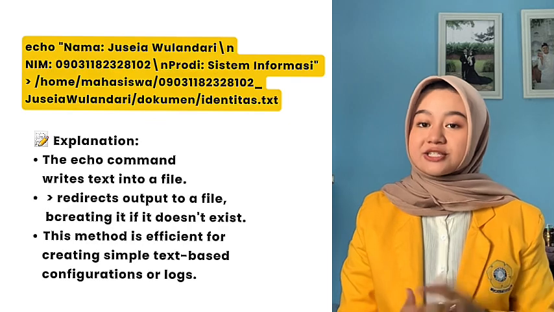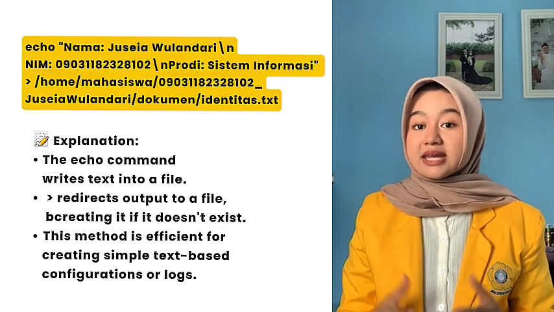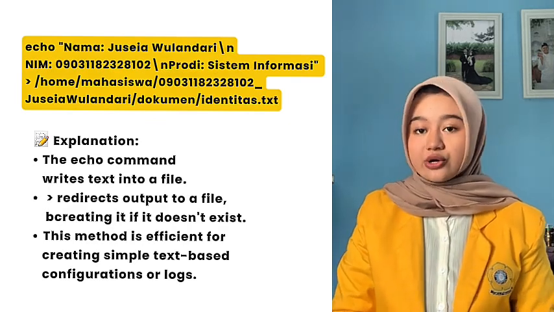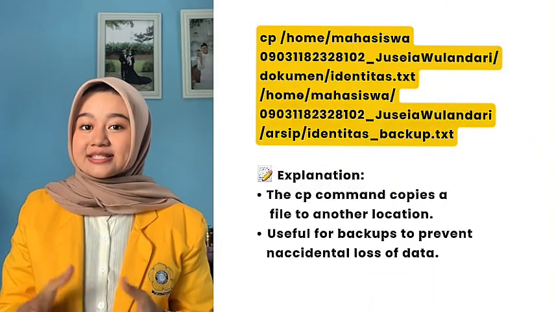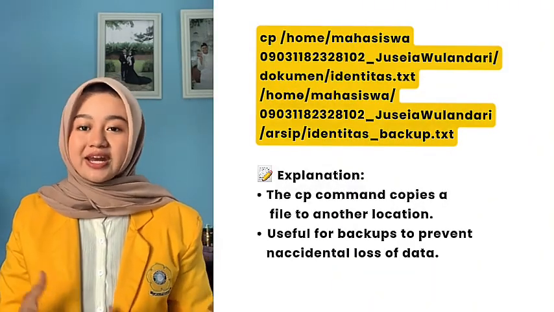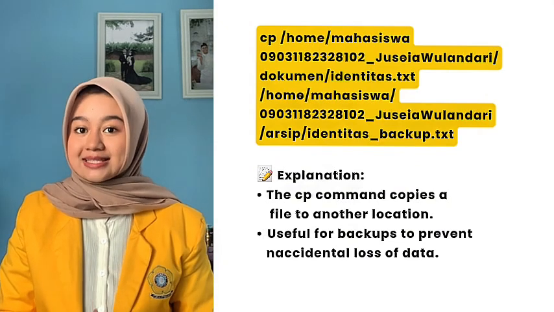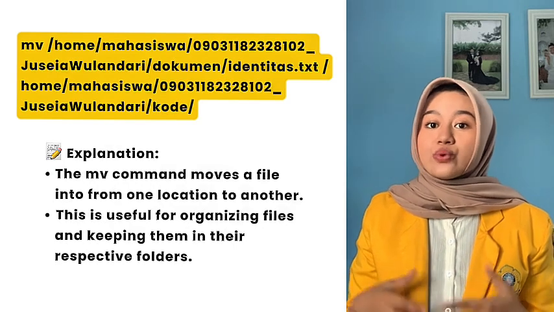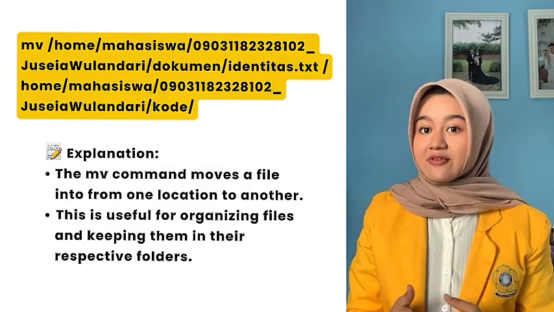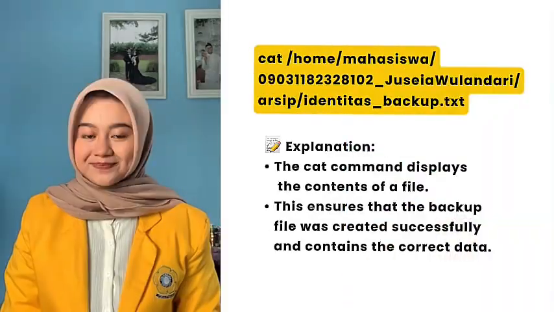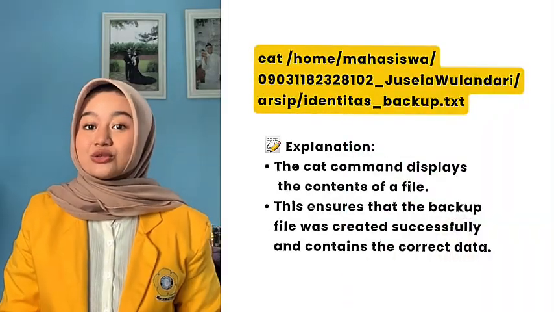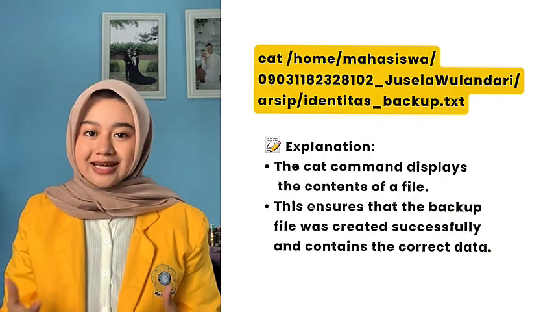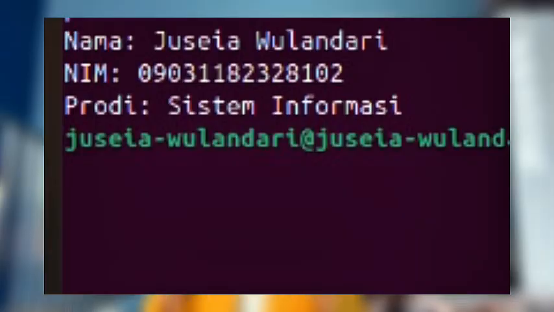Okay, this is the answer for question number 2. First, we use echo to write personal information into a file named identitas.txt inside the document directory. Next, we use the cp command to create a backup of identitas.txt inside the archive folder. And then, using mv, we move the identitas.txt file to the code directory. Finally, we use cat to check if the backup file contains the correct information. Here's the output.